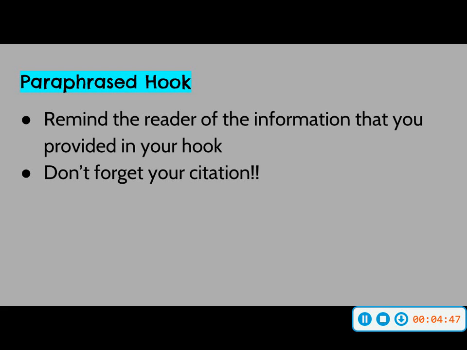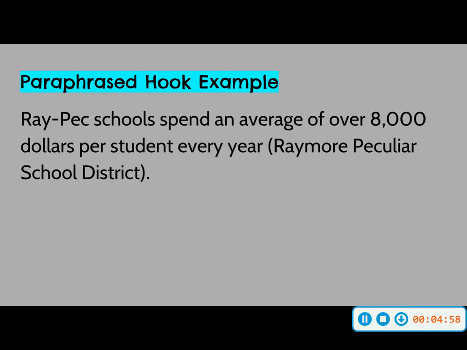So I'll give you my example. My original hook was, an average $8,881 was spent per student at Ray Peck in 2015. So my paraphrased hook is, Ray Peck schools spend an average of over $8,000 per student every year. So I kept that per student, and I left Ray Peck in there, and instead of $8,881, I said over $8,000. So I changed it up a little bit, made it my own, sort of, but I still gave credit to the author.